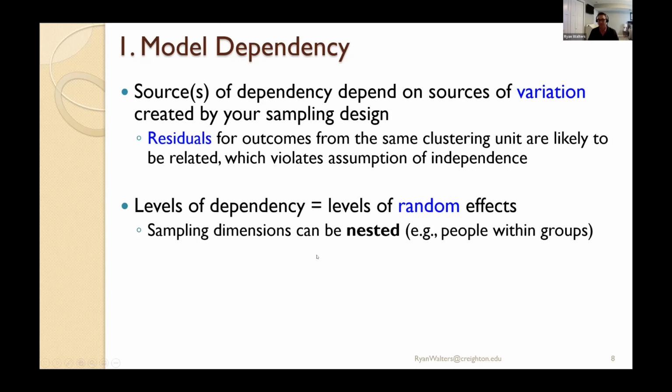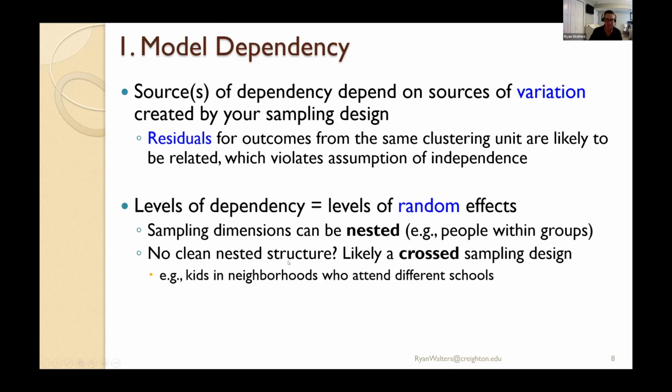So sampling dimensions can be nested. So again, people within groups. For the example, we're going to have people within states. If you're really thinking through the data structure you have and you cannot figure out a nested structure, it's probably because your data is crossed. This is still within the realm of a multi-level model.